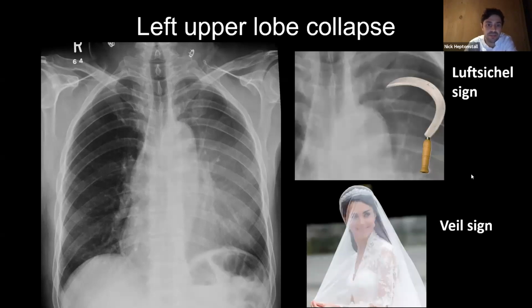There are two signs of left upper lobe collapse that are specific to it. One of them is the Luft-Sickle sign. This is essentially an area of hyperlucency adjacent to the aortic knuckle, which is essentially increased aeration of the superior segment of the left lower lobe, and that's where you tend to see it. And then what we're seeing on the left side is something called the veil sign. It's essentially where you're losing the penetrance of the X-rays through the left upper lobe, and it's said to look like a veil. And obviously that's the most famous veil that I could find on the internet.